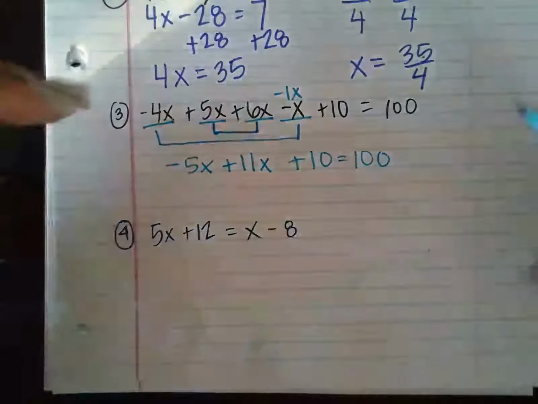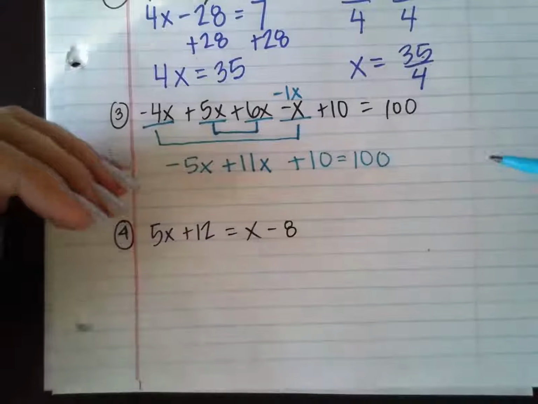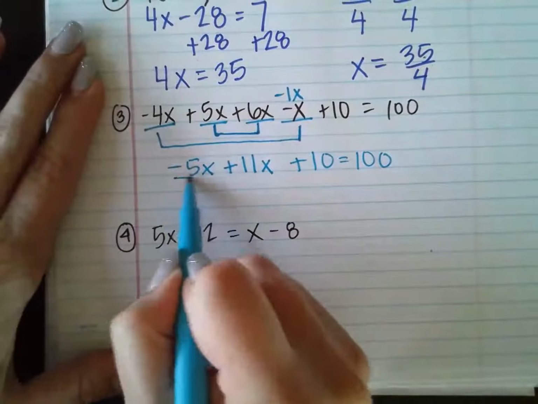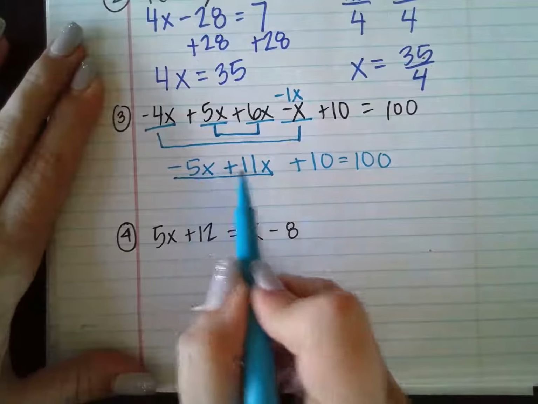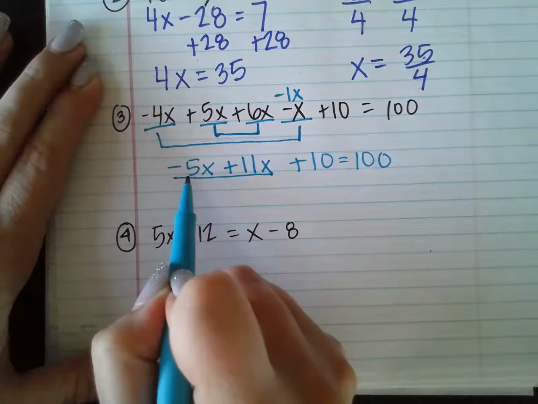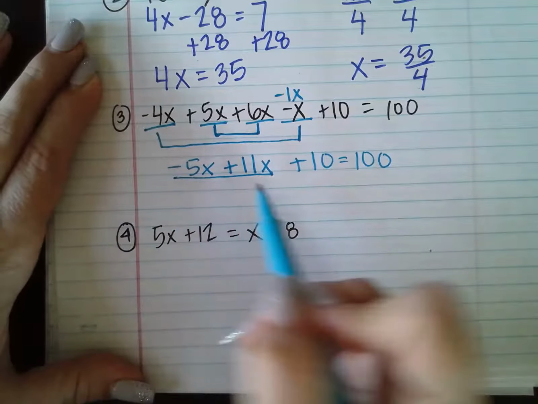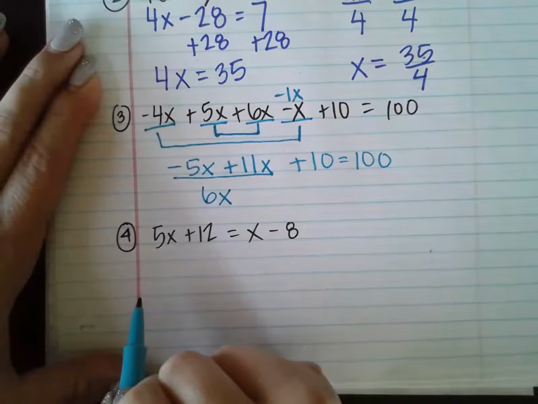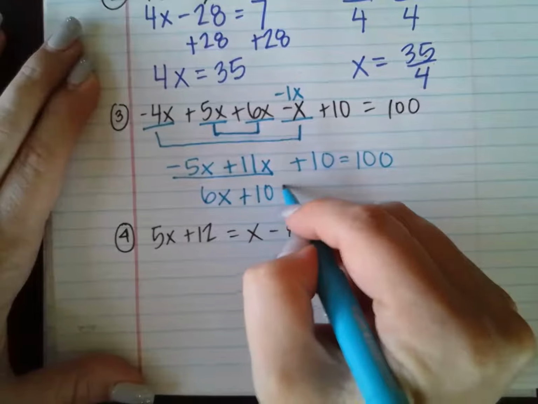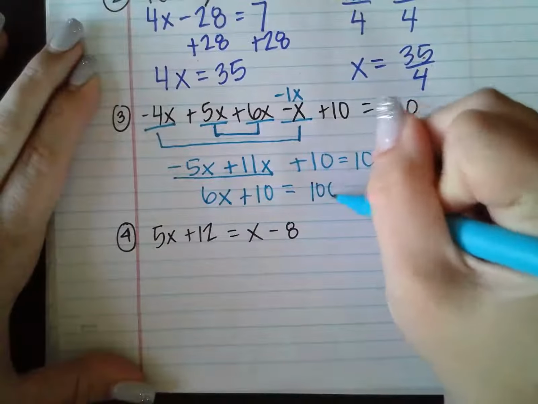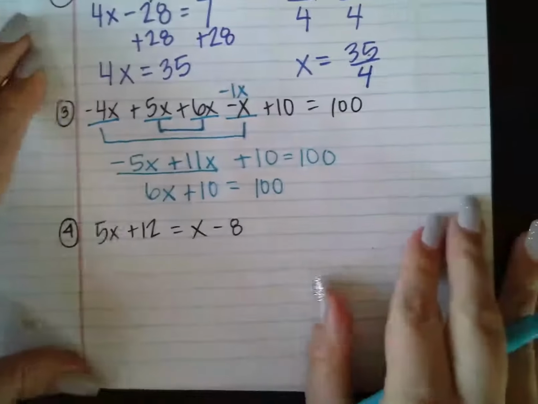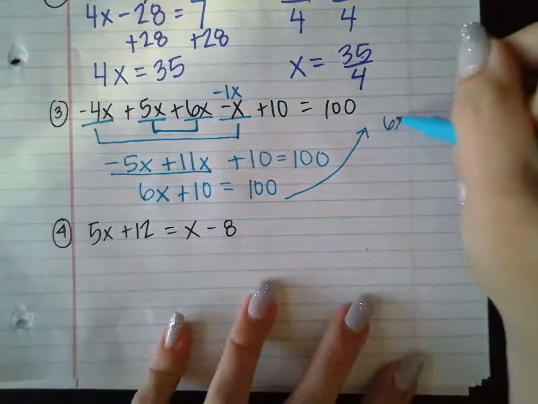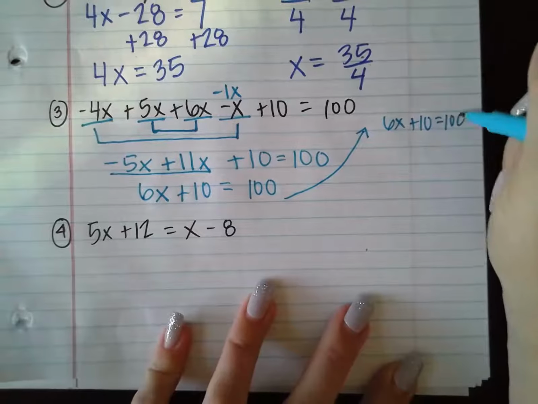So you can see I've simplified my equation down to this by combining like terms. However, I still have these two terms left that I can combine. Negative 5x plus 11x, I'm just going to add the coefficients. So negative 5 plus 11 is positive 6, and we're going to keep the x attached to it. So we have 6x plus 10 equals 100. That is much more manageable. So I'm going to go ahead and solve it up here. 6x plus 10 equals 100.